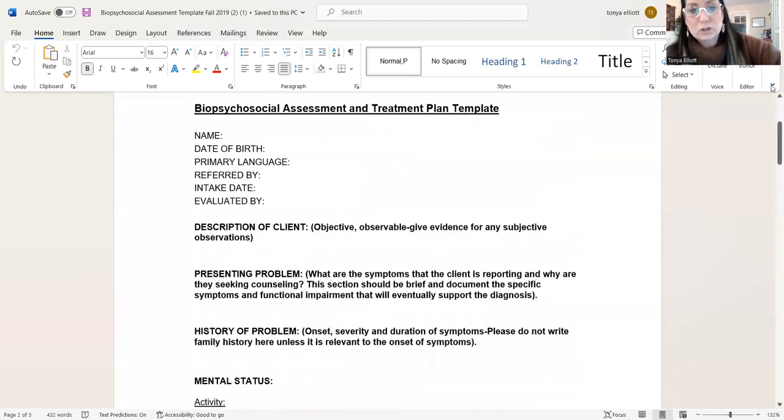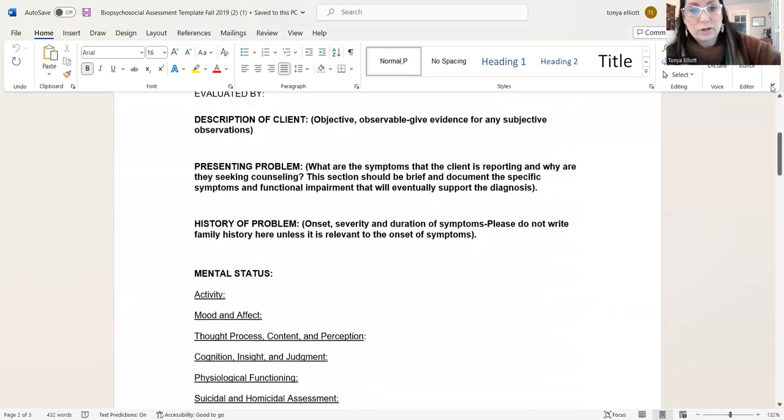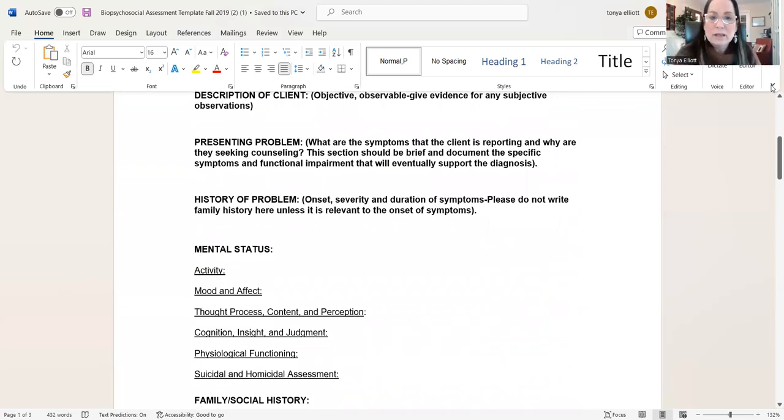I'm going to scroll back up to the beginning of the biopsychosocial, and I want you to look at the presenting problem. It says, what are the symptoms that the client is reporting? Why are they seeking counseling? This section should be brief and document the client's specific symptoms, not just the list that you take out of the DSM, but how they meet the criteria listed in the DSM. And specifically, what is their functional impairment? Let's not forget that their functional impairment actually needs to be identified, or they don't have a mental health diagnosis. If they don't have a functional impairment, they don't have a clinical diagnosis.